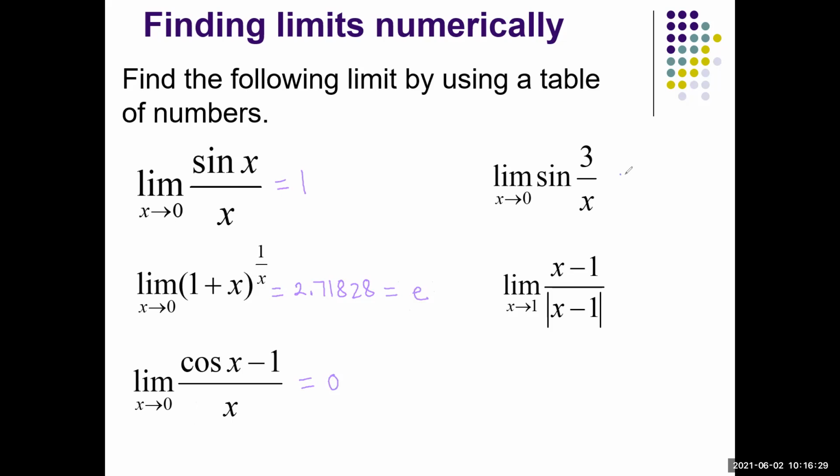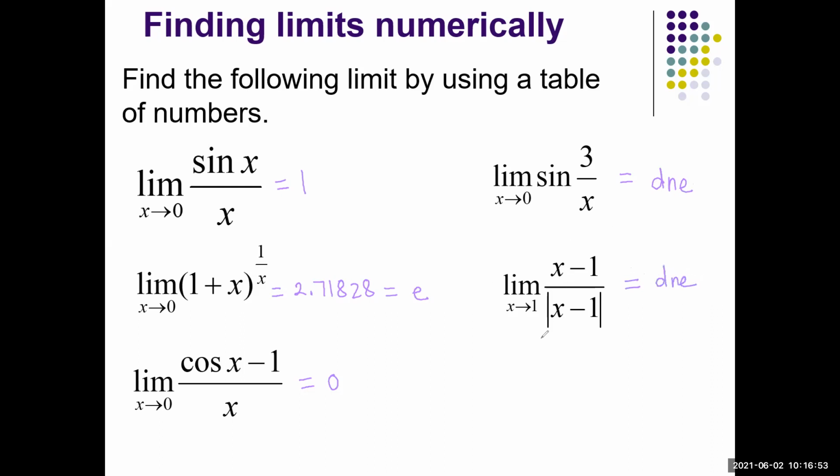And then the limit for that one, 3 over x as x approaches 0, this one does not exist. You should see that the function does not approach anything. And that one also does not exist.